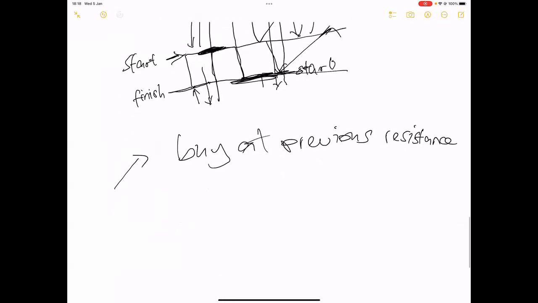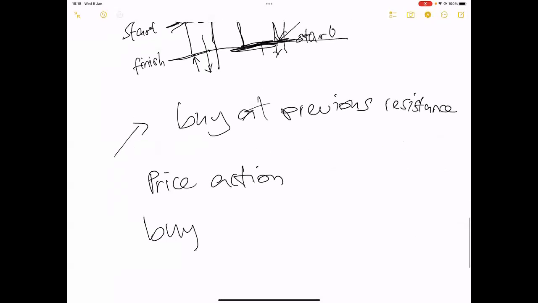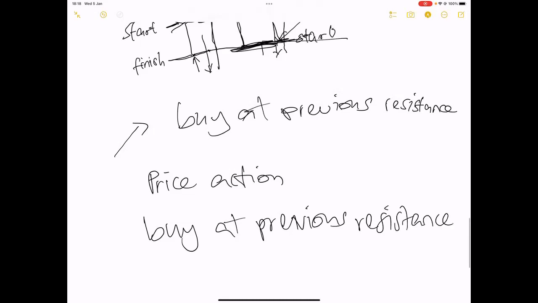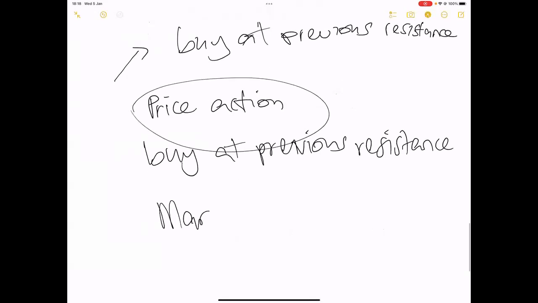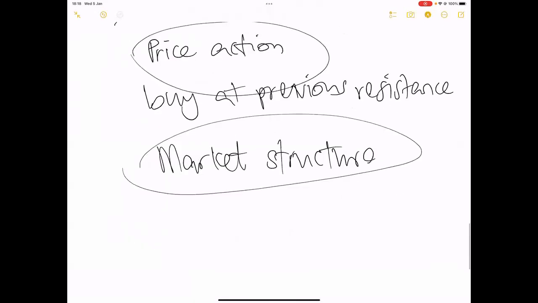Based on price action, look at this. Price action tells us to buy at previous resistance. But market structure, this is for price action. Then market structure, please follow me very well. The market structure tells us to buy at what? Previous support.